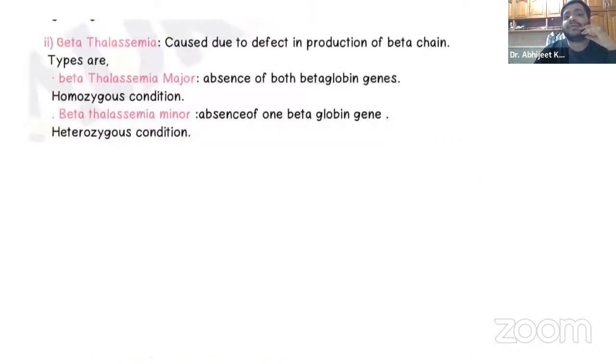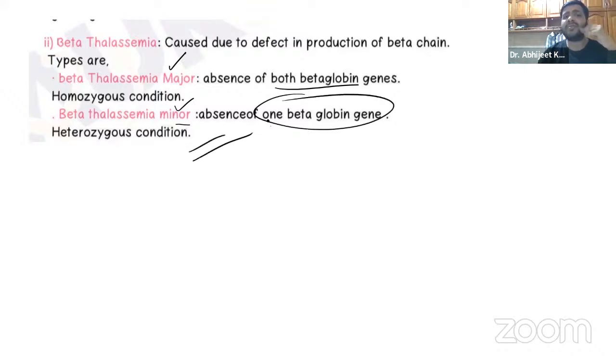Beta thalassemia is obviously due to a defect in the production of the beta chain. We have beta thalassemia major and minor. So remember, when we say major, both the beta globin genes are absent. And when we say minor, it is one beta globin chain which is absent. So the minor one is a heterozygous condition, guys, whereas the major one is a homozygous condition, because both the beta globin chains are absent in the major, whereas in the minor only one is absent. So that's why they are different traits, right? So that is about this.